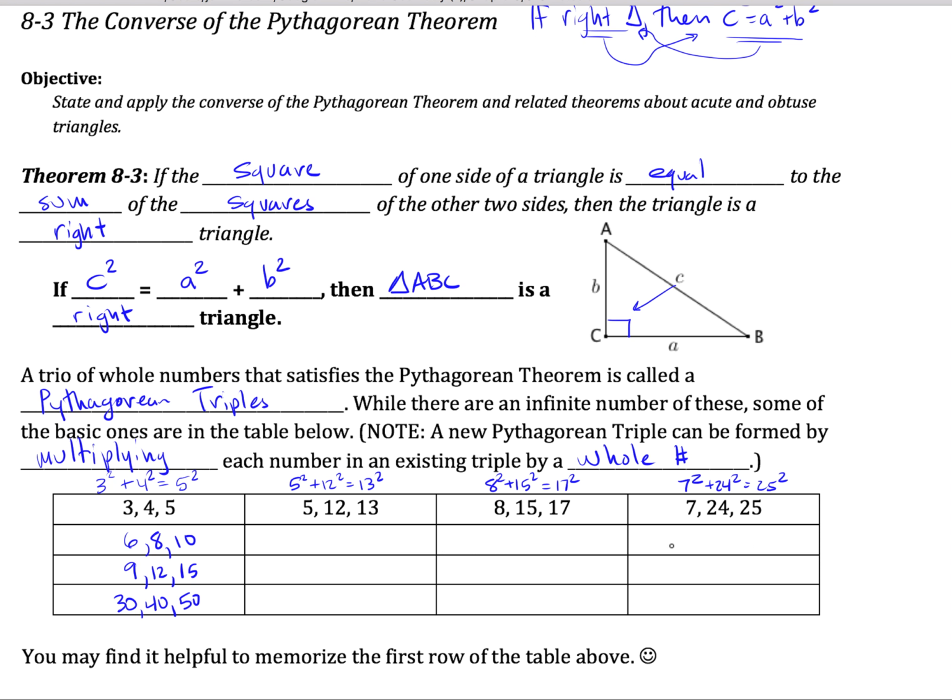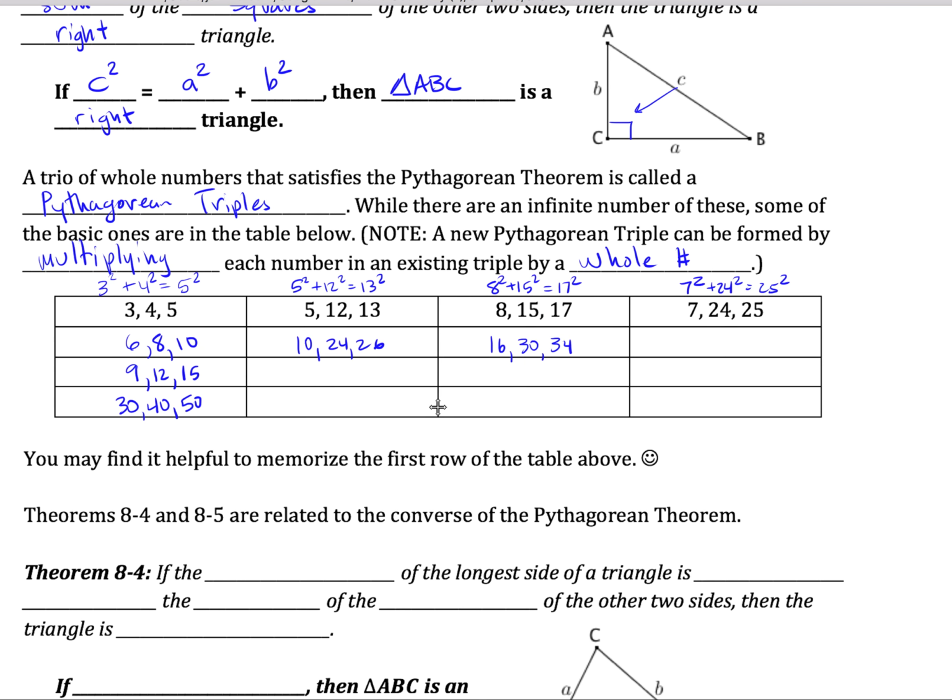And you can maybe fill out the rest of this chart if you want, maybe doubling all these three numbers. And so you have 10, 24, and 26 as another Pythagorean triple. We're multiplying these all by 2, and 16, 30, and 34 would be another Pythagorean triple. And so you can fill out some of these other spots, but really it's that first row that's the key there. If you know 3, 4, 5, 5, 12, 13, 8, 15, 17, and 7, 24, 25, it could actually save you some work when you're working on some of these Pythagorean theorem problems.